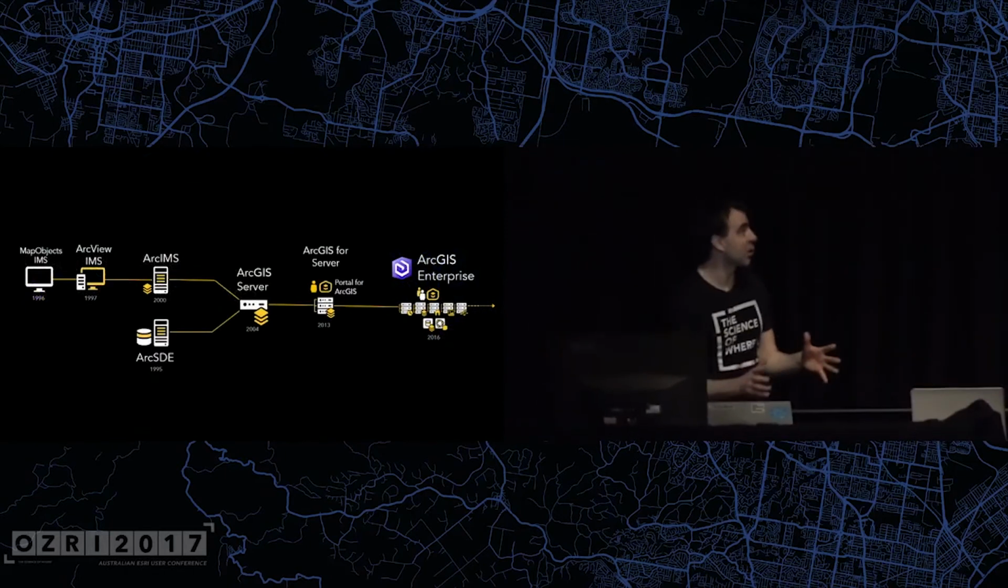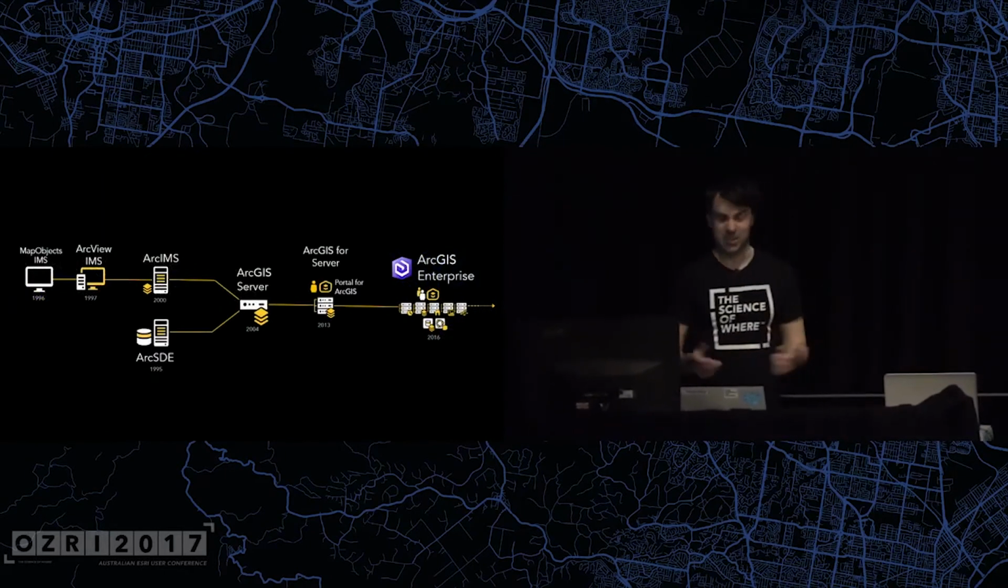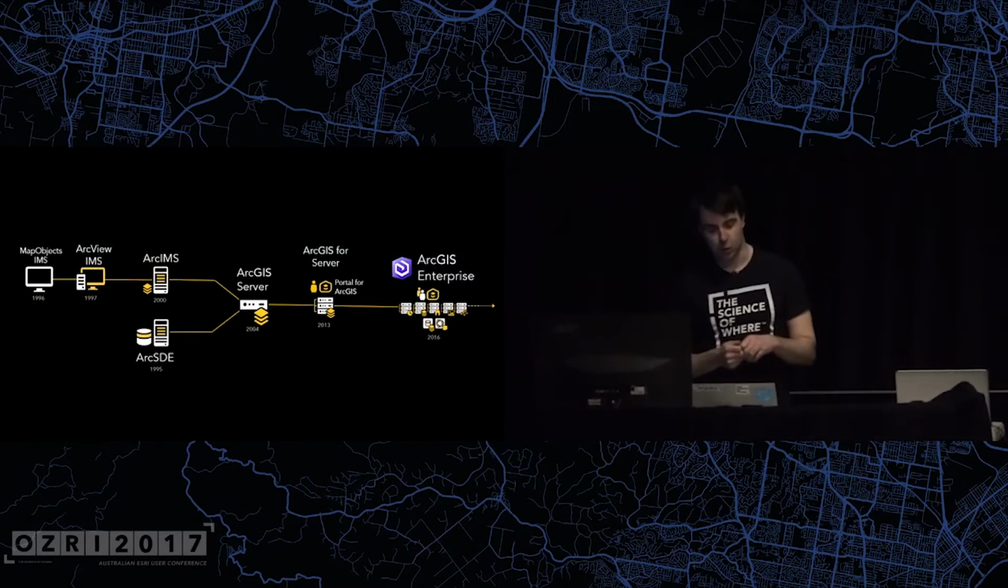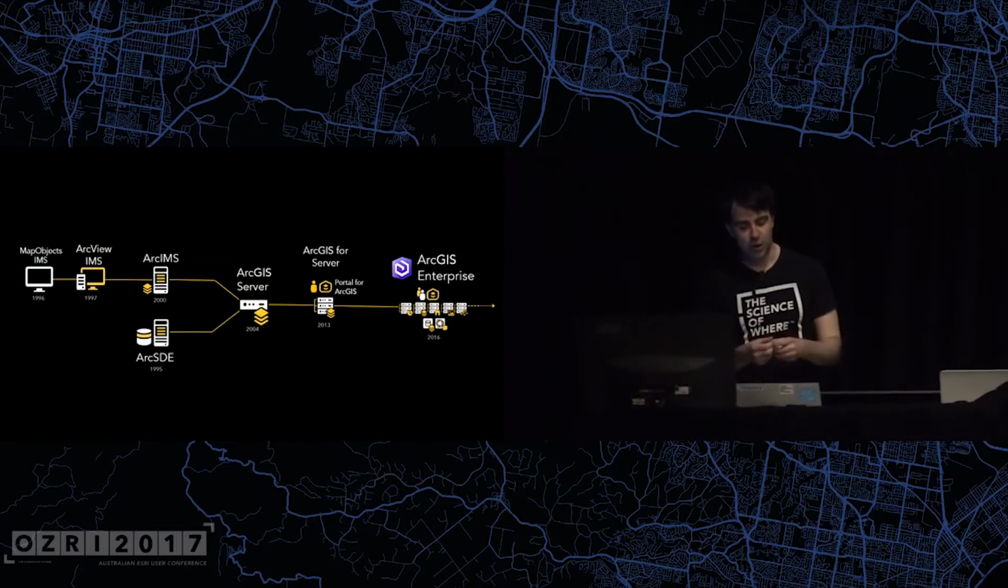All right, so I just wanted to start off with a bit of a history lesson. Be it if you're a brand new user or if you've been using Esri for donkey's years, I just wanted to acknowledge how quickly both GIS and web technology has moved over the years. So back in '96, Map Objects IMS, Internet Map Server.